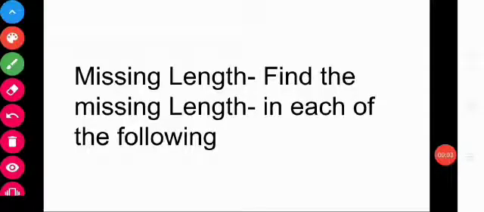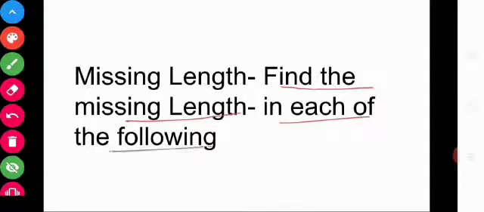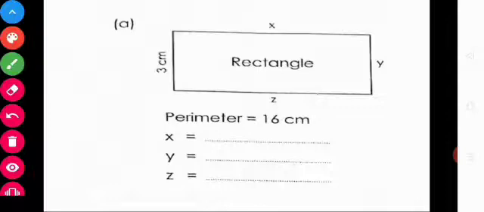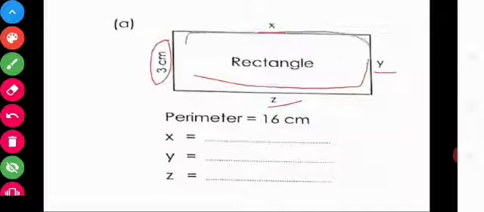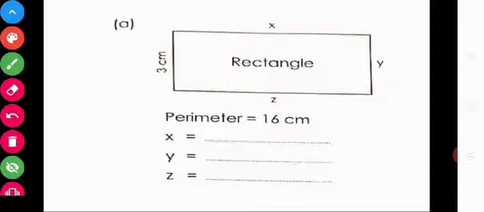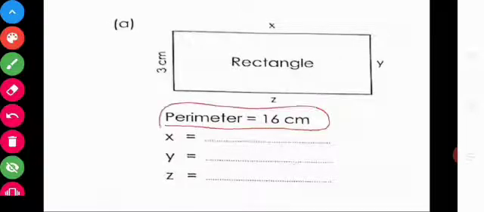Today we are going to discuss missing length. Find the missing length in each of the following. Look at the diagram. X, Y, Z, and one side alone is mentioned with the value 3 centimeter. What is the shape? Rectangle. Yes children. The perimeter of the rectangle is already given as 16 centimeter. We have to find the values of X, Y and Z.